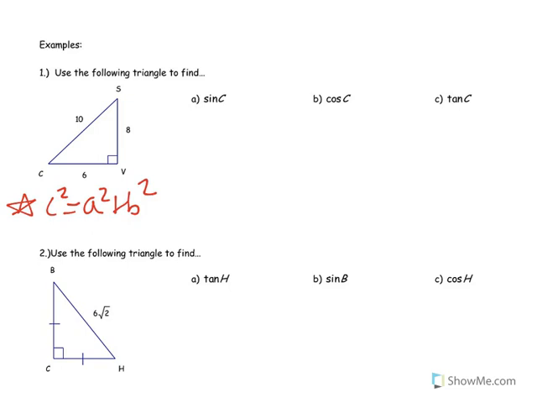But now let's look at the actual trig ratios. Part A says sine of angle C. It's very important to remember that we're focusing in on angle C and we're in that world. Okay? So I would like everyone on the top of their paper to write SOHCAHTOA, because we're going to use that to help.